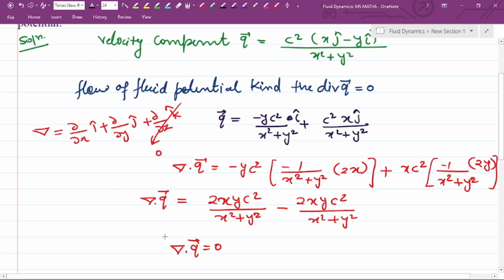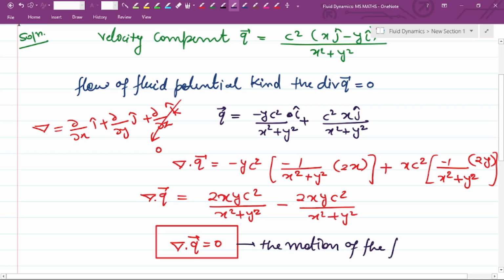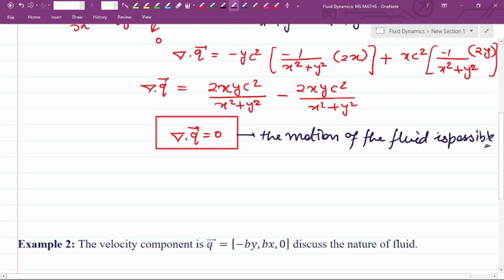So basically the motion is possible. It means the motion of the fluid is possible. This is the proof that the motion occurs or not in the fluid.